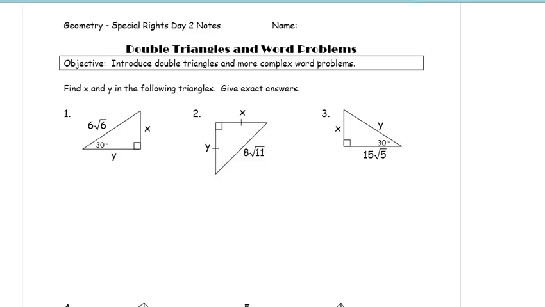Day 2 of special rights. So as expected, we're going to get a little bit more complex. However, the word problems I think get a little bit more interesting because we get to have a little bit more fun drawing them, some different things to look at.